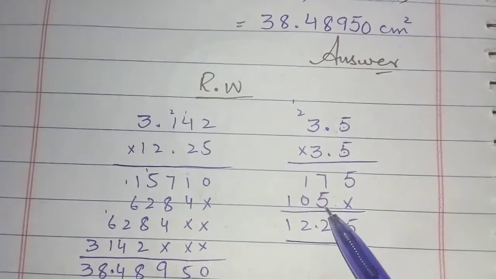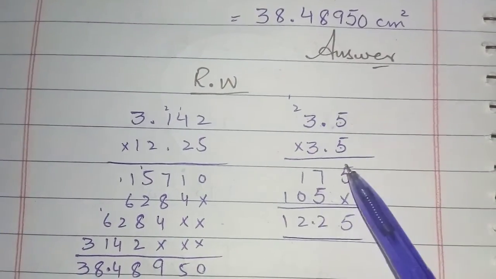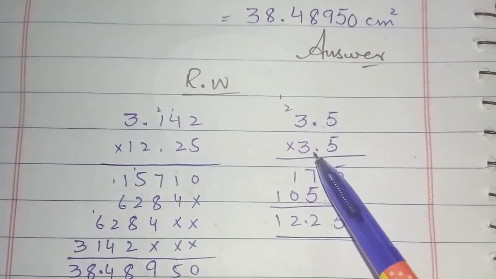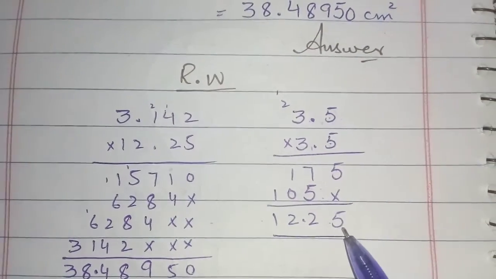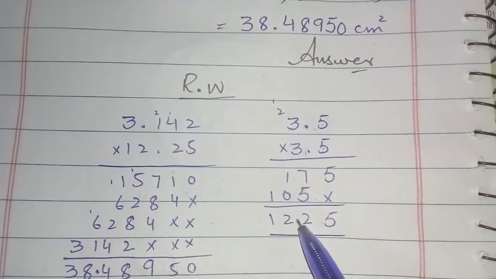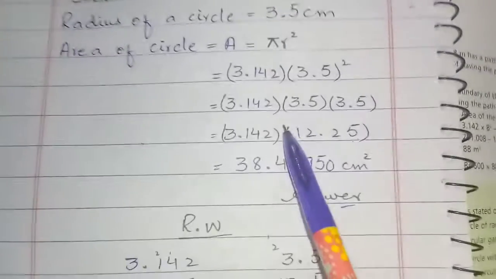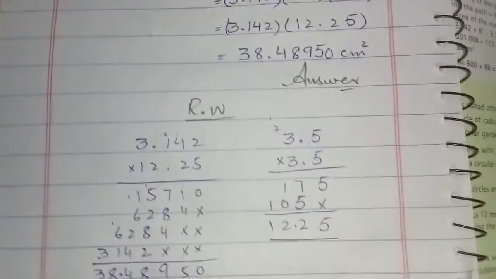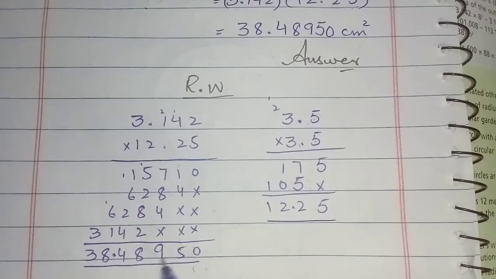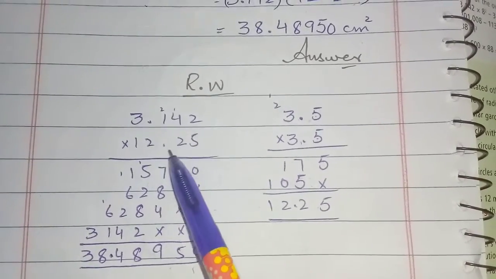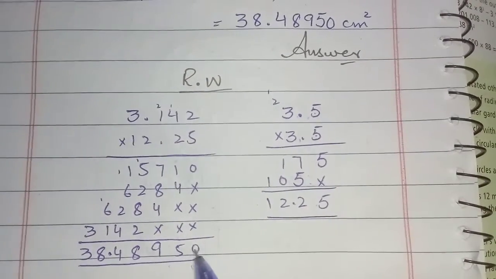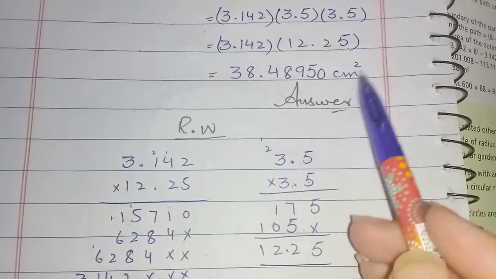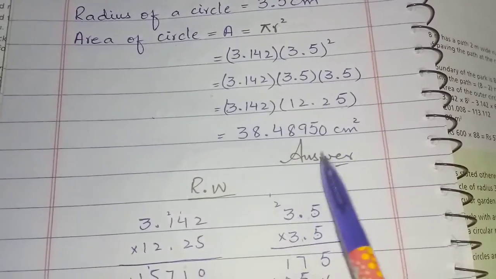3.5 सिंपल मल्टीप्लिकेशन वैसे करेंगे जैसे हम आम नंबर से करते हैं, और मल्टीप्लिकेशन के बाद हमें आंसर मिलेगा. तो पॉइंट कैसे लगाना है, इस पॉइंट के बाद कितनी वैल्यूज़ हैं 1, और इस पॉइंट के बाद कितनी वैल्यूज़ हैं 1. सो 1 + 1 2, हमने 2 वैल्यूज़ को छोड़कर पॉइंट लगाना है. So 3.5 multiply 3.5 is equal to 12.25, and when we multiply 3.142 with 12.25 we get the answer 38.48950. After this point 3 values, after this point 2 values, so 5 values. 1 2 3 4 5. So 38.48950 centimeter square is the answer, the area of the circle.